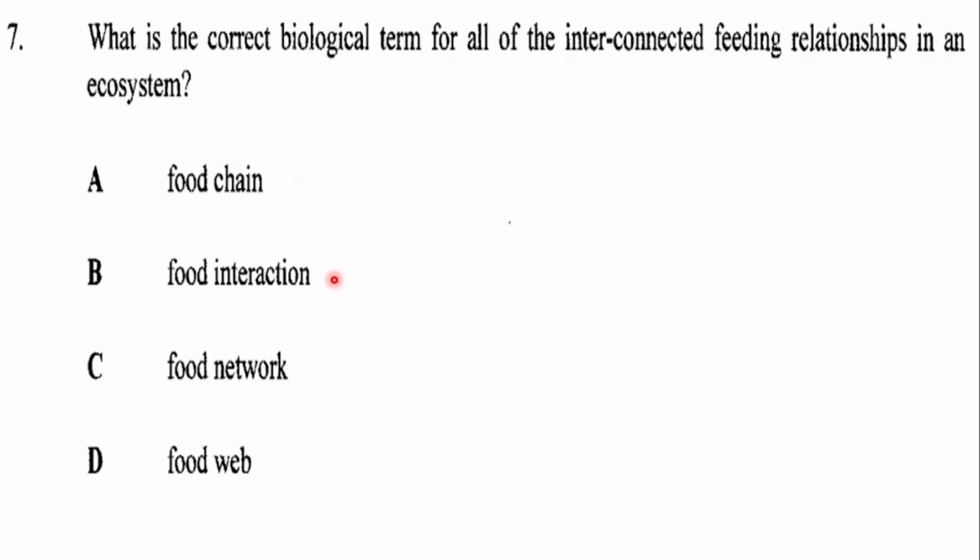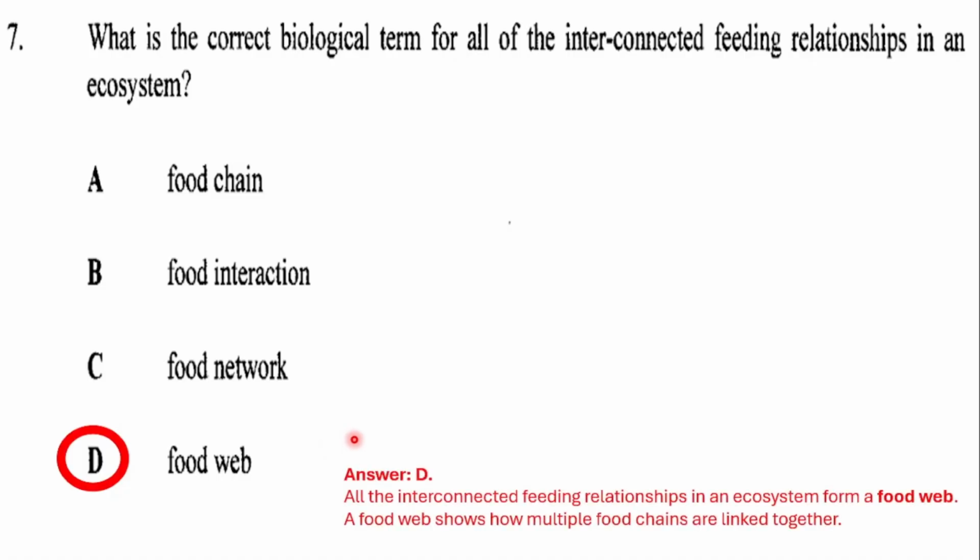Is it food chain, food interaction, food network, or food web? And the correct answer is definitely going to be D, food web, because all the interconnected feeding relationships in an ecosystem form a food web. A food web shows how multiple food chains are linked together. So in an ecosystem, we have different food chains, and a food web shows how multiple food chains link together. So the correct answer is definitely going to be D, food web.